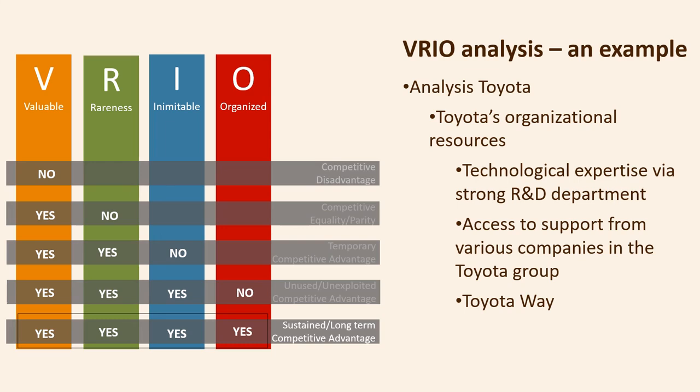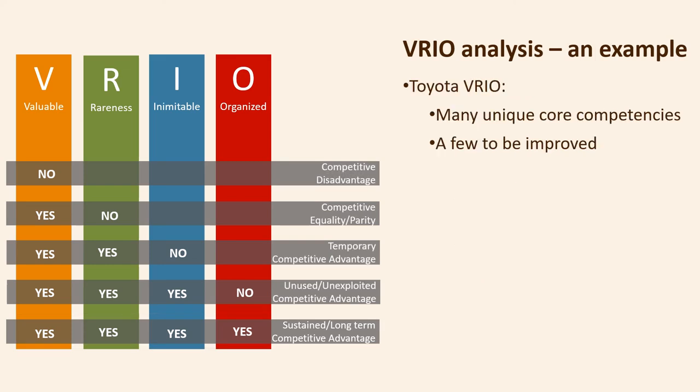Toyota Way is also a competence that is valuable, rare, inimitable, and well organized. Toyota Way, therefore, contributes to Toyota's competitive situation. As the last strong competence, we have Toyota's famous and robust brand built up over many years. This competence is also a sustainable competitive advantage. The VRIO analysis shows that Toyota has many strong and unique core competencies and a few areas where Toyota must have its focus on improvements.